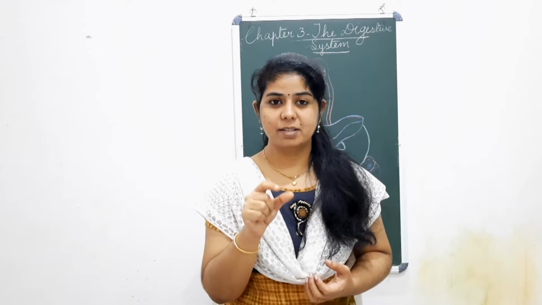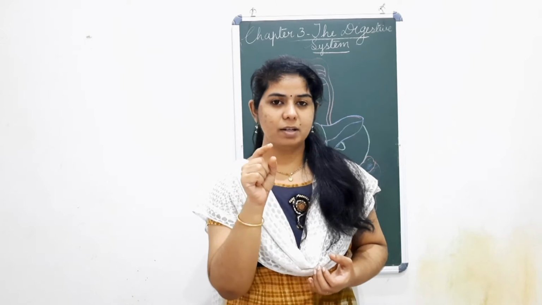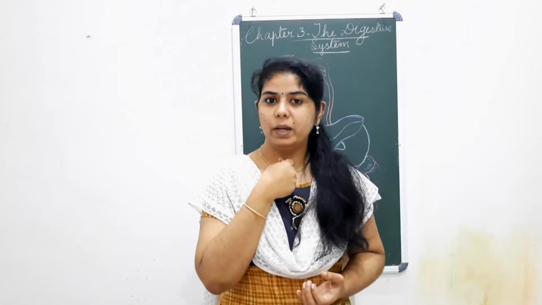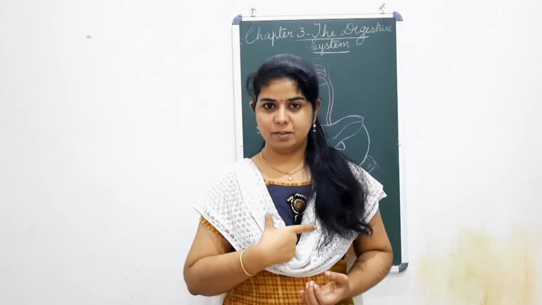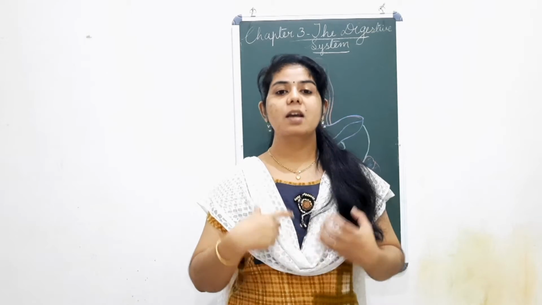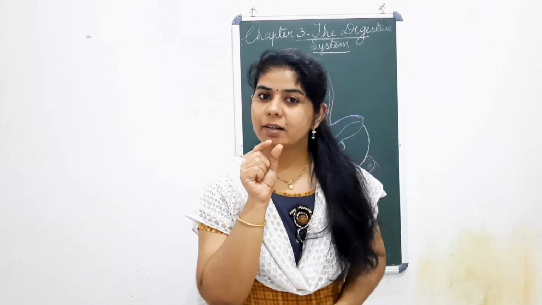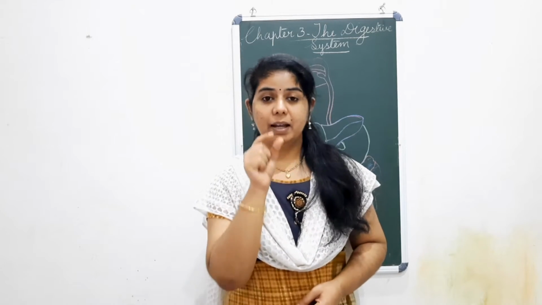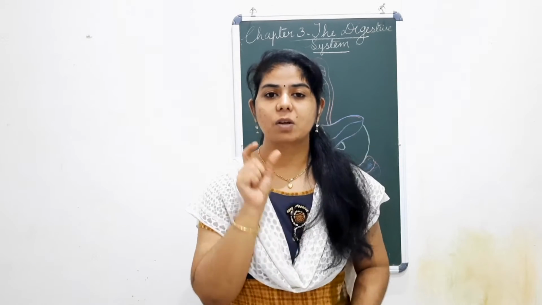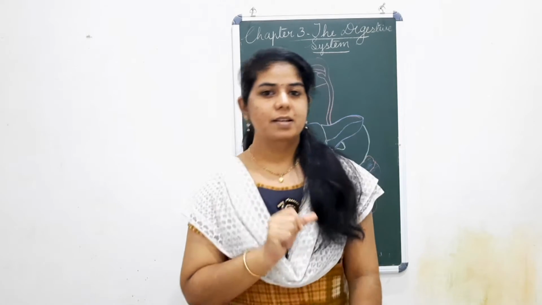That group of organs here is the nose, windpipe and the lungs. Two balloon-like, sac-like structures, that is the lungs. So these are the organs in the respiratory system. And that group of organs which helps us in breathing is called the respiratory system.